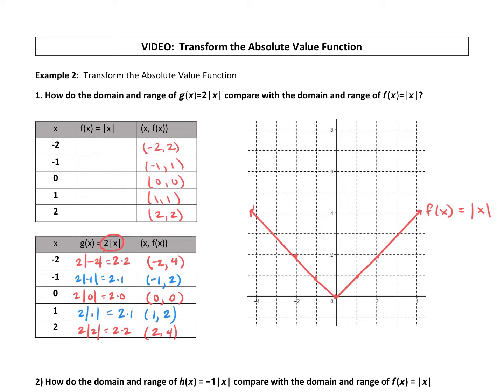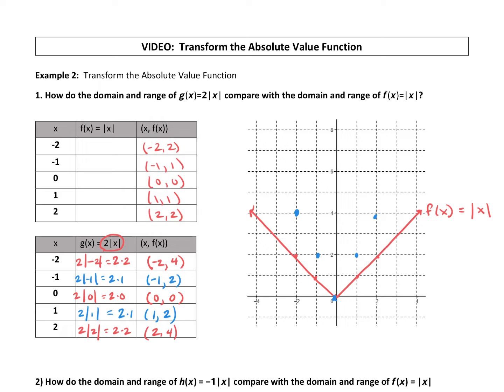So we have the ordered pair negative 2, 4. From the origin, go 2 to the left and up 4 and plot that point. Then we have negative 1, positive 2. We have 0, 0. We have positive 1, positive 2. And then 2, 4. So what do we notice about our new g of x function?